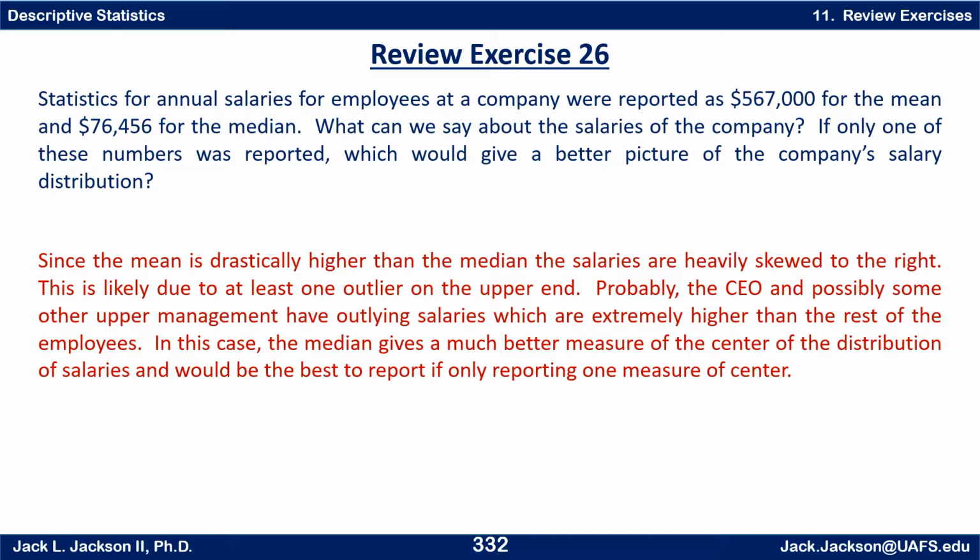In this case, the median gives us a much better measure of center of the distribution of salaries and would be the best to report if you're only reporting one measure of center. If you reported the mean as the average salary, that may be a very deceiving kind of statistic. Reporting these two together, however, is good because it shows that probably most people are centered around this amount of 76,000, with a few people probably making a whole bunch more, bringing that mean up.